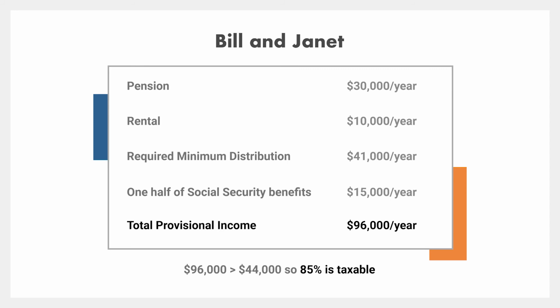If we then add $15,000, which is half of their Social Security benefits, you'll get a full provisional income amount of $96,000 in that year. And as you can see, $96,000 is greater than $44,000, hence 85% of their Social Security benefits were taxed.